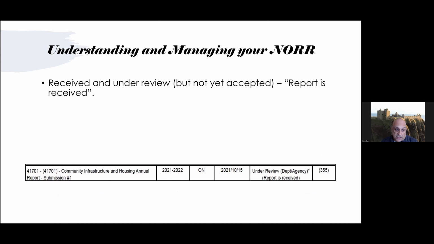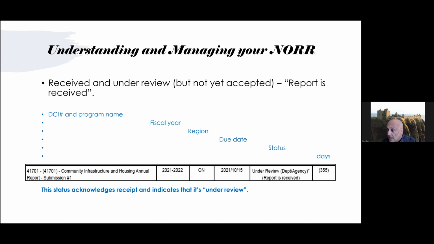The next status, the last one we'll talk about, is received and under review, but not yet accepted. Again, it shares all the different relevant information. The status acknowledges receipt and indicates that it's under review. The interesting thing in this specific example is you'll see the report is 355 days overdue. But it's not clear from this report if it was received on time or yesterday. It's not clear if the recipient sat on it for a year or if the reviewer did.